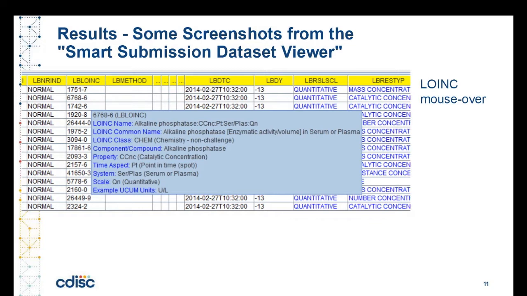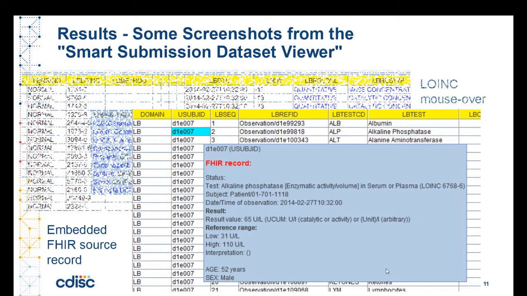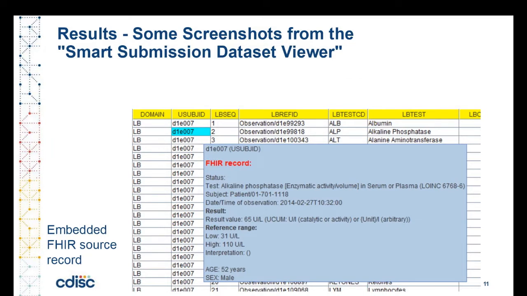What you see here is a snapshot of the visualization of the results using the Smart Submission Dataset Viewer. Using public RESTful web services, the viewer allows to provide all necessary information about each line code. Essentially, there is no need for TESTCD, TEST, SPEC, and so on anymore. The viewer also allows to inspect the source EHR record of each SDTM record, enormously increasing traceability.